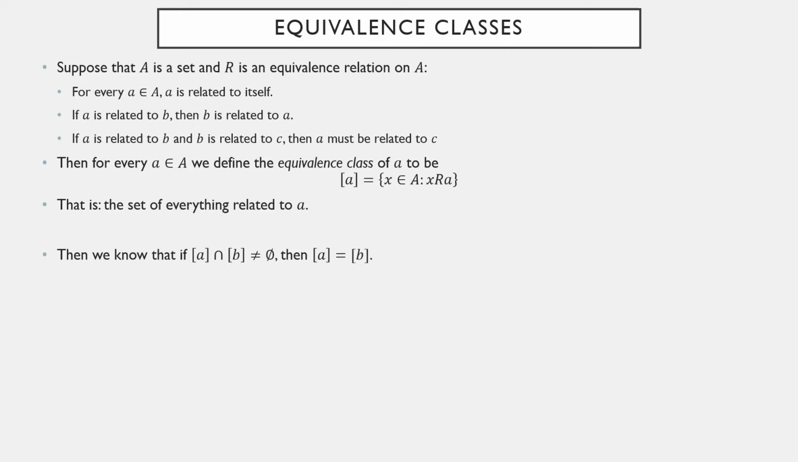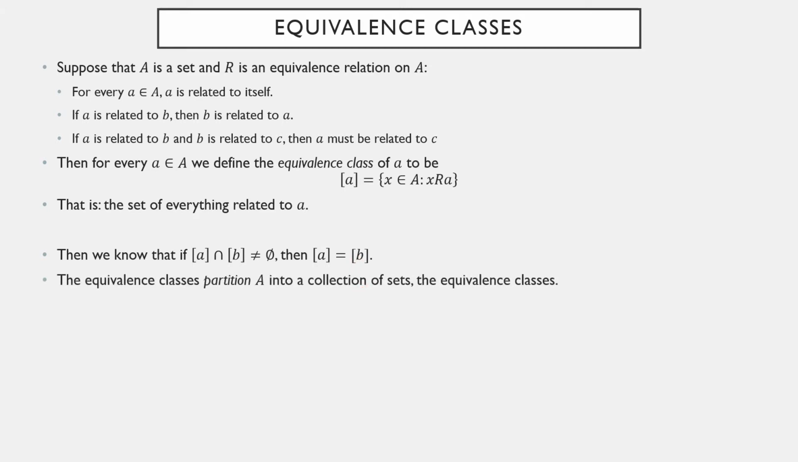Well, one thing that one can show is that if two equivalence classes have a nonempty intersection, then they are exactly the same set. So this is the set of everything related to A. This is the set of everything related to B. If I assume their intersection isn't empty, there is something in both sets: something that's related to A and is also related to B. What you can prove is that these are the same set. Anything related to A is also related to B and vice versa.